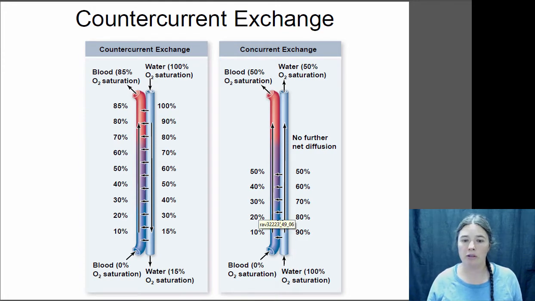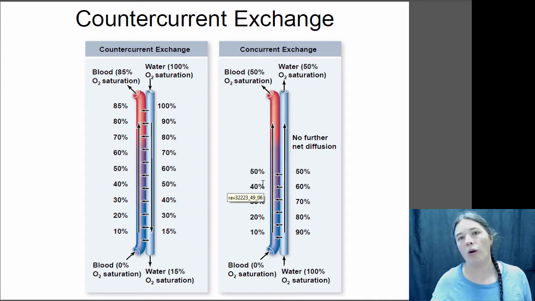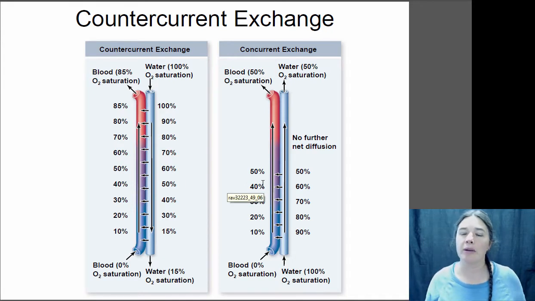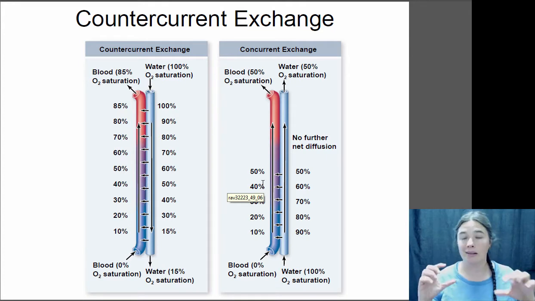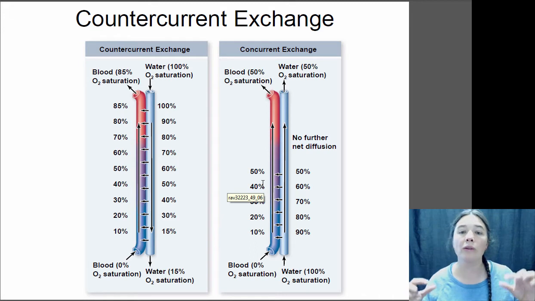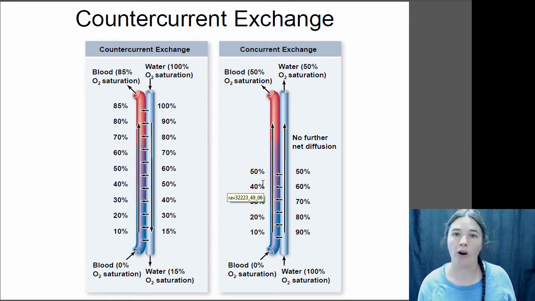The water is going the same way as the blood, and the oxygen keeps moving into the blood until you get to a point where you have an equal amount of oxygen in the water as you do in the blood. That's going to be about a 50-50 mix. Then, once you get to that point, you can't go any further. You won't have any more net diffusion of oxygen into the blood because the concentrations are equal. So you can only get 50% of the oxygen out of the water if you have the vessels running the same direction.